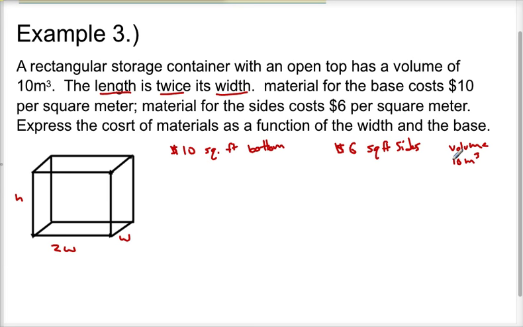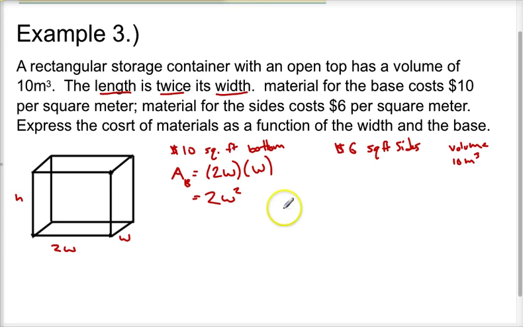So let's just figure out what it's going to cost to do the sides and the bottom, and then we'll deal with the volume aspect of it at the last bit, because that's what's going to give us the actual function. So first off, I know that it's $10 per square foot for the bottom, so I need to know the area of the bottom. So the area of the bottom is going to be 2W times W, right, which is length times width, or it's going to be 2W squared.